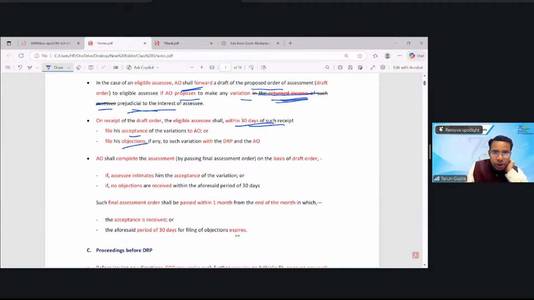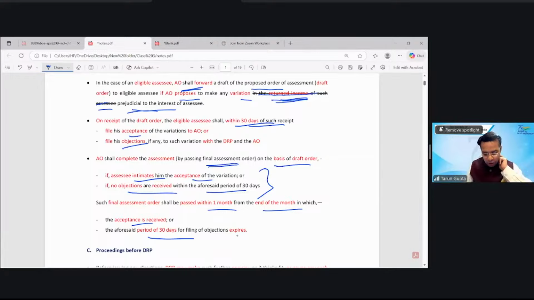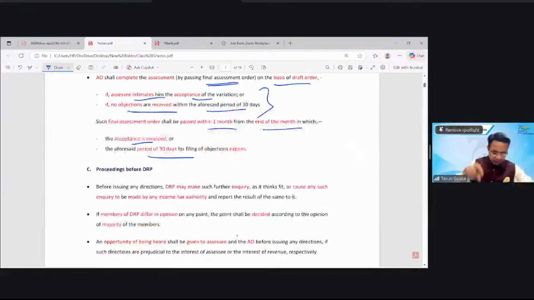Now, AO shall complete the assessment by passing the final assessment order on the basis of the draft order, when the SSC accepts the variation or he doesn't furnish any reply. If SSC intimates him the acceptance, or if no objections are received within the aforesaid period of 30 days, in both these cases the AO shall finalize the order. The time limit is 1 month from the end of the month in which acceptance is received or the aforesaid period of 30 days for filing objection expires. So you are with me? We did it with the dates as well.